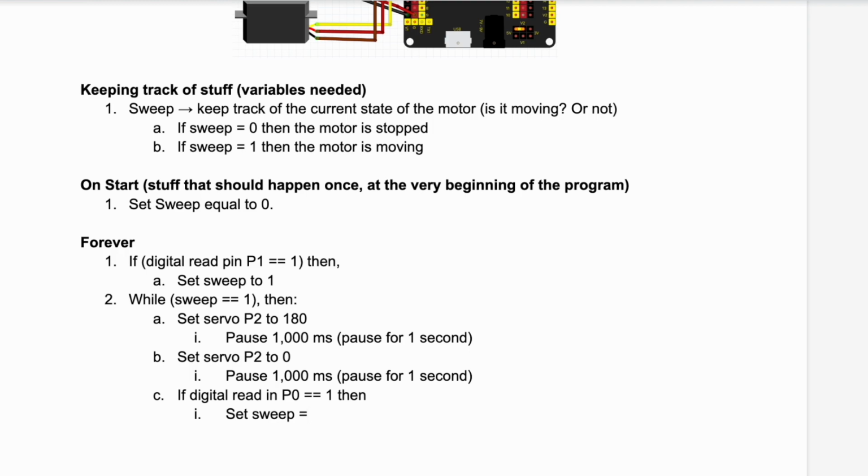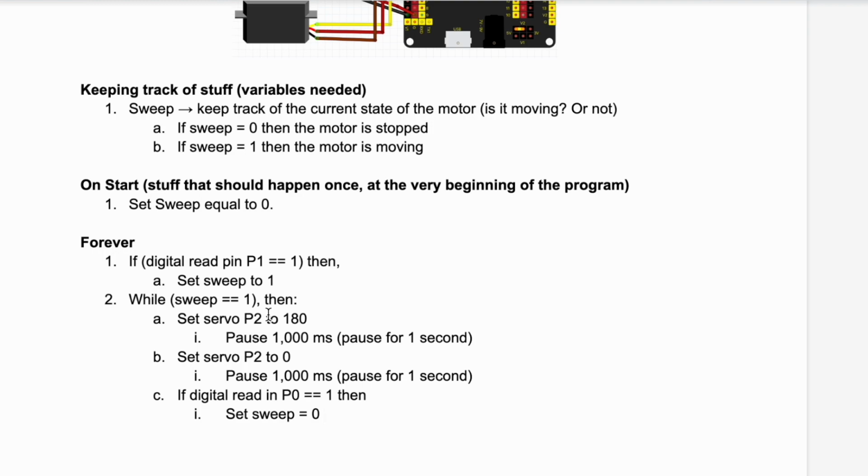Equal to 0, which would break the loop. So when we work through here, we would say, I pressed the touch sensor, sweep equals 1. Because sweep equals 1, the servo moves to 180. It then moves back to 0. And then it's going to check to see, hey, did you press the push button? And if you did, then we're going to set sweep to 0, which would mean we would leave this loop and the motor would stop.